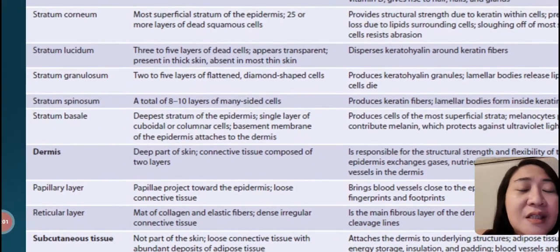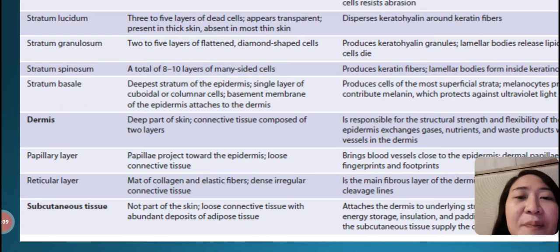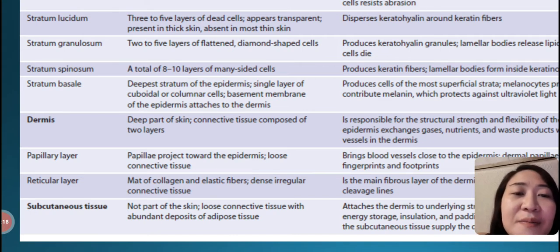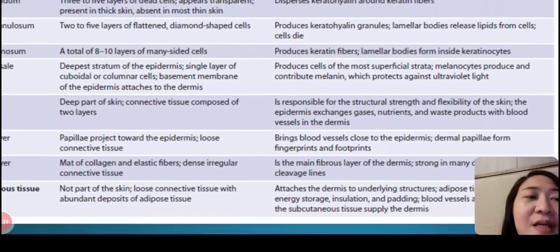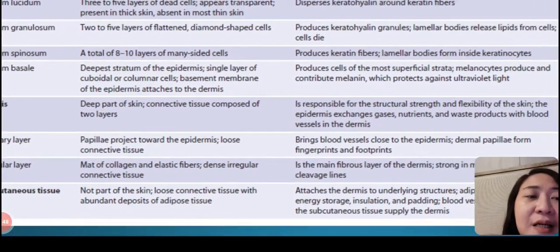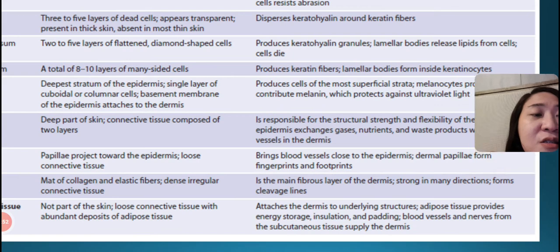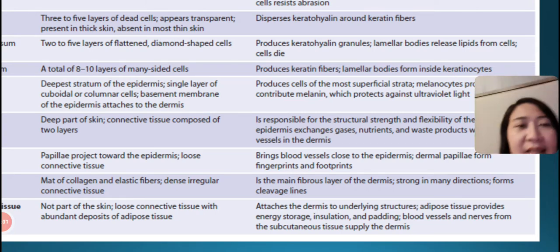The deep part of the skin, the connective tissue, is composed of two layers: the papillary layer and the reticular layer. The papillary layer projects toward the epidermis and is loose connective tissue. The reticular layer is a mat of collagen and elastic fibers, dense irregular connective tissue. So remember, the papillary is loose connective tissue, and the reticular is dense irregular connective tissue. It brings blood vessels close to the epidermis, and the dermal papillae form the fingerprints and footprints. The reticular is the main fibrous layer of the dermis, strong in many directions, and forms the cleavage lines.